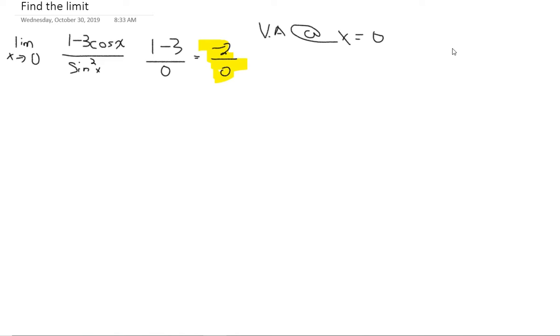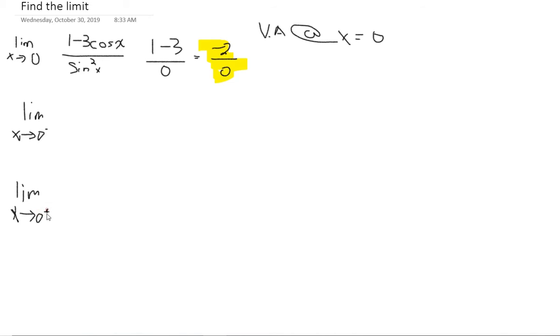So how do we know if the limit exists or not? Well, we have to make sure the right hand and left hand limits are equal to one another. So we're going to find the limit of x to 0 from the left, and also the limit of x to 0 from the right.